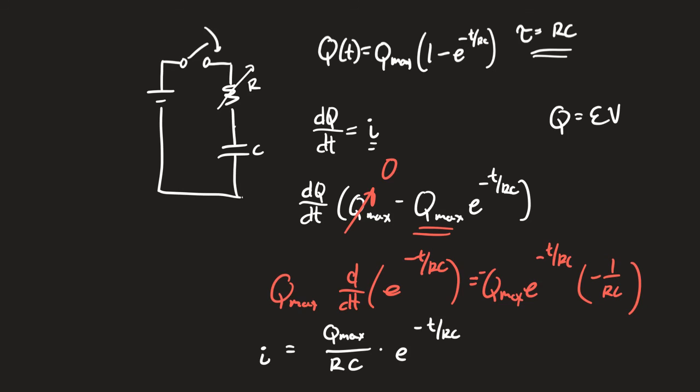However, if you're really paying attention, and some of you are, which is why I like you guys, you'll look over here and you'll realize I wrote this wrong. No, I didn't. It's right. And Q max is EC. So the C's cancel, by the way. So E over R. Who can tell me what that is?